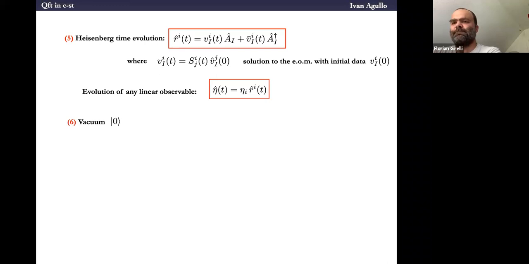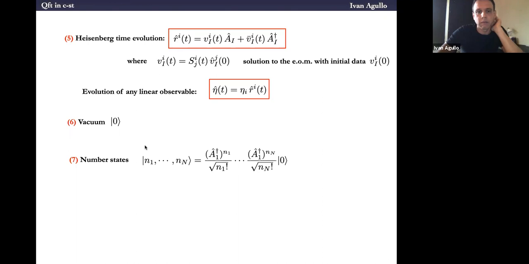Okay, then the vacuum is just the state killed by all the annihilation operators. And acting with creation operators, I create number states and they span the Fock space. And this is all I need for doing physics. All I have in this slide is all I use to do physics. The first box gives a representation of the elementary observables based on a basis of a subspace of the phase space singled out by my complex structure. But once I have that, this is just standard quantum mechanics.